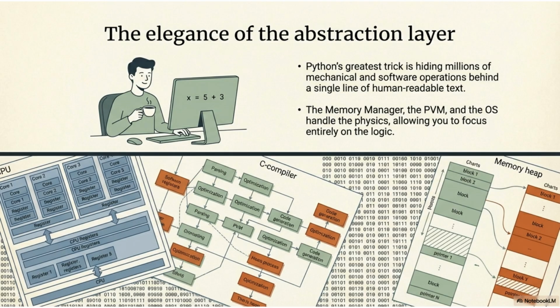The true elegance of the abstraction layer is that Python's greatest trick is hiding the millions of mechanical and software operations behind a single line of human-readable text. The PVM, OS, and memory manager handle the logic, allowing you to focus purely on programming.